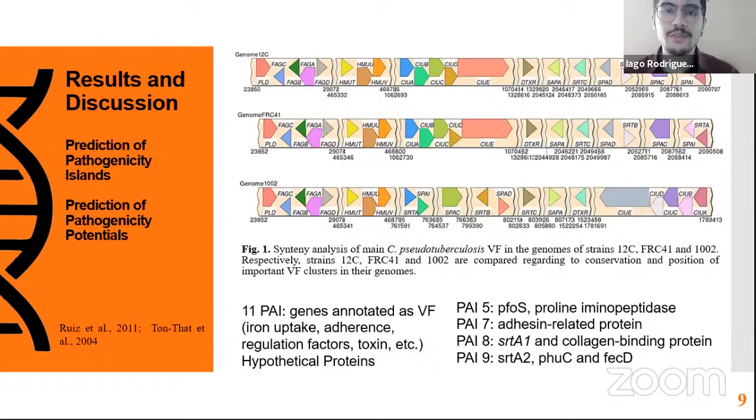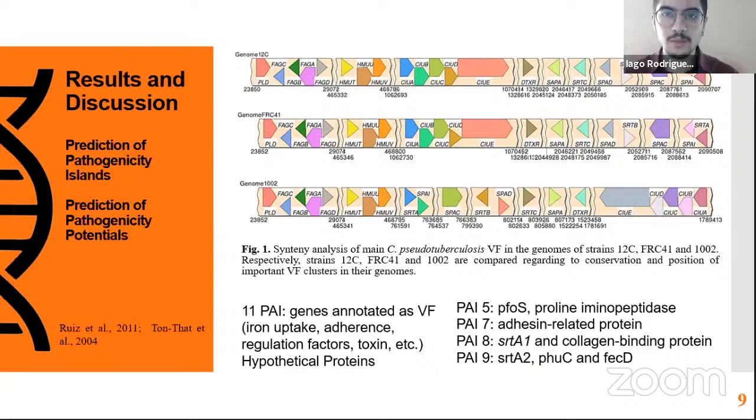However, many of the components of these islands are still characterized as hypothetical proteins, which are coding sequences not annotated with the proper function or the proper product. So this highlights the necessity for identification of these potentially pathogenicity-related molecules, since most of the components of PIs are related to pathogenicity.